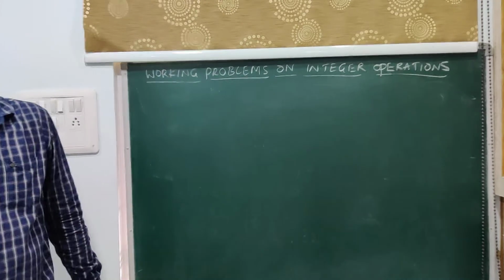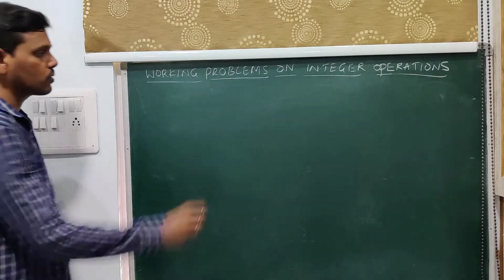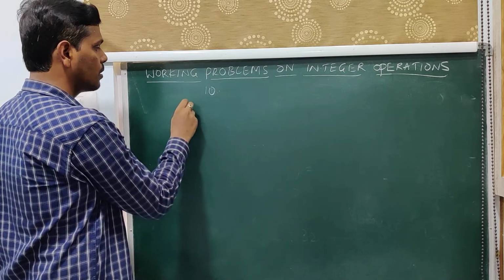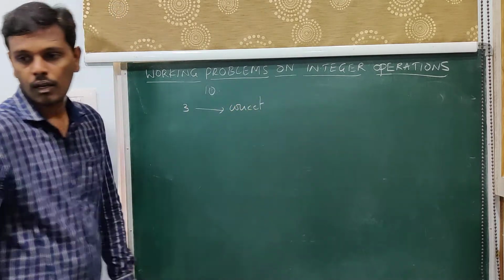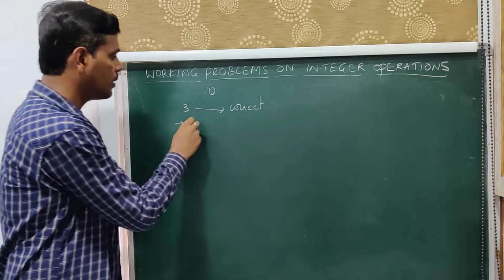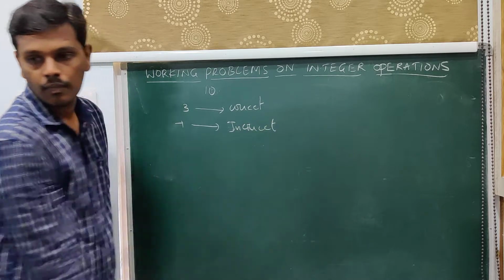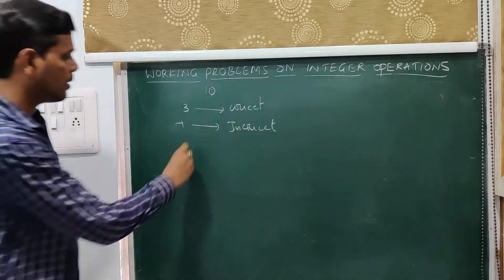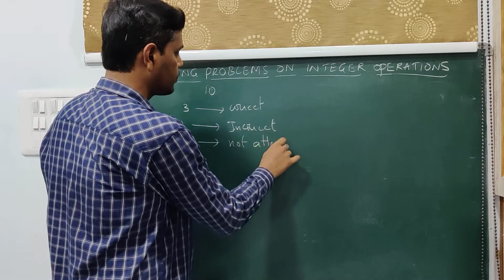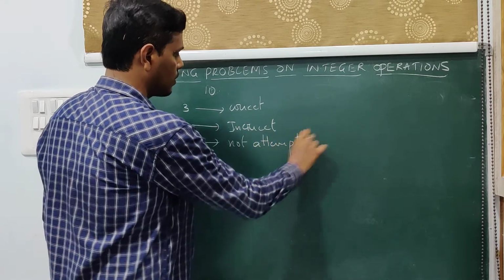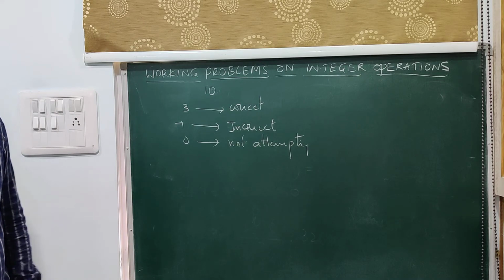In a class test containing 10 questions, 3 marks are awarded for every correct answer, minus 1 mark for an incorrect answer, and 0 marks are awarded for not attempting it. For not attempting, you will get 0 marks. Now look into the third one.